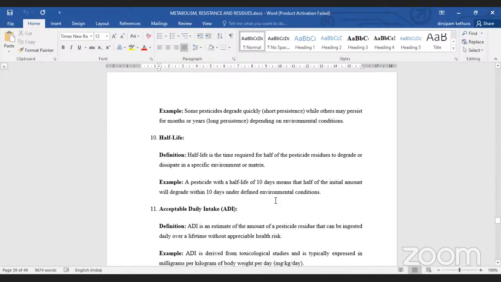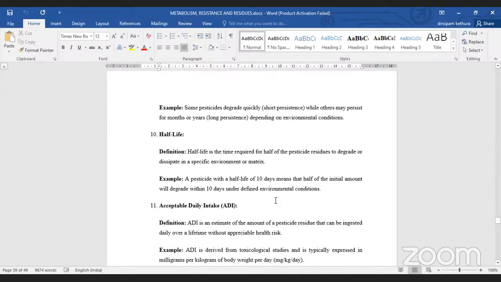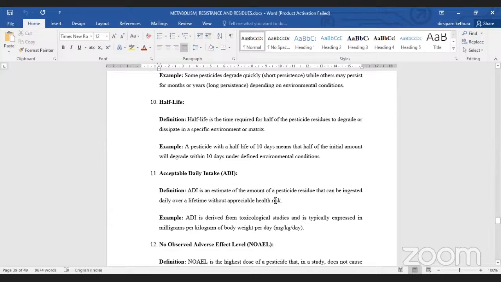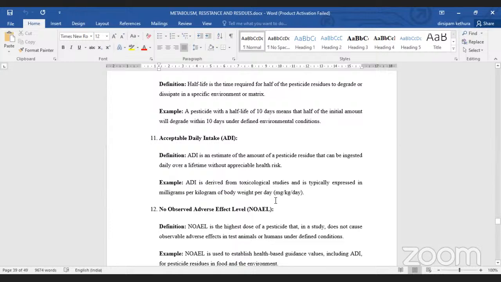And the next one is half-life. Half-life is a time that is required for half of the pesticide residues to degrade or dissipate in a specific environment or matrix. Example, a pesticide with a half-life of 10 days means that half of the initial amount will degrade within 10 days under defined environmental conditions.